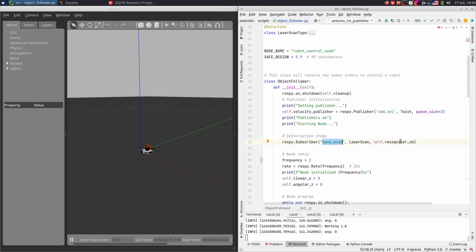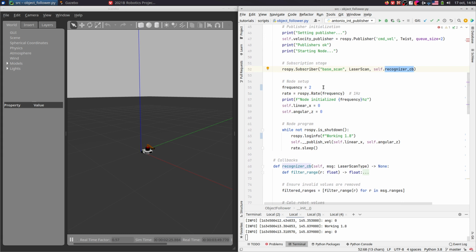And in this LaserScan, the one that is in charge of executing all the action is our recognizer callback. The frequency that will be used in our robot is 2 Hz. It will be executed 2 times per second.